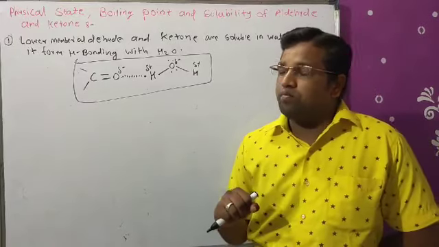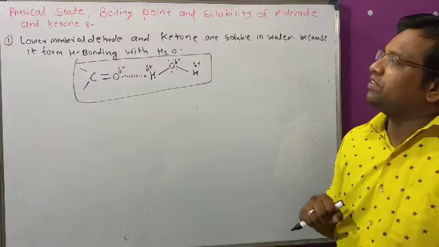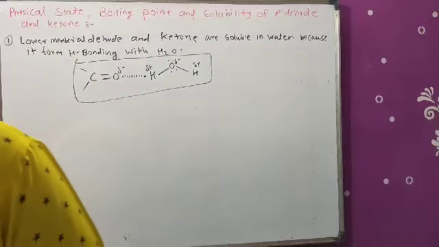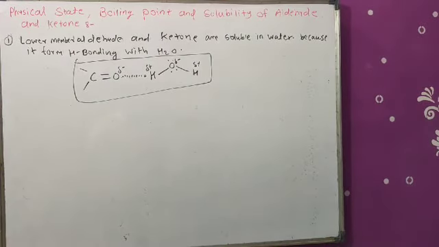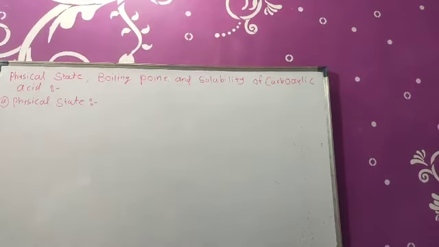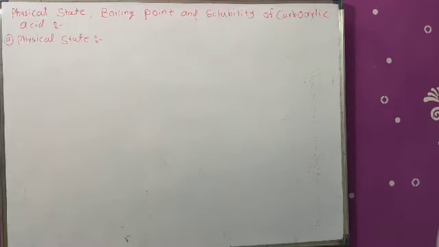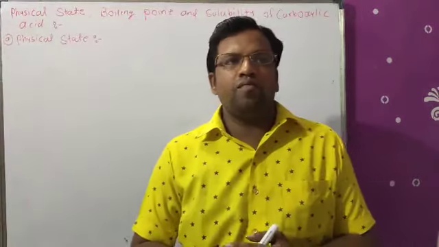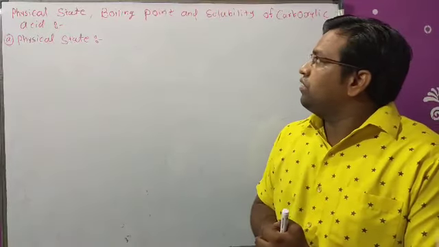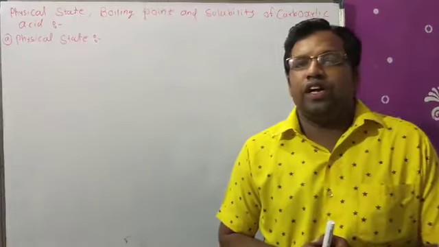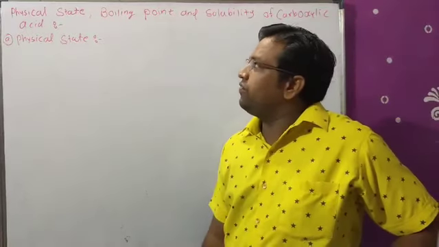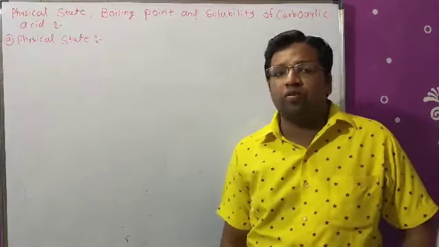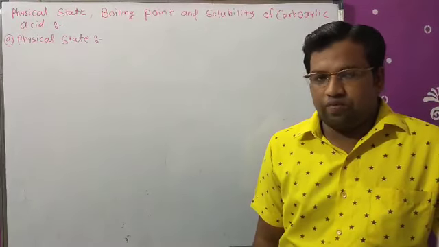So today we completed the important points: the physical state, boiling point, and solubility of aldehydes and ketones. Now our next point is the physical state, boiling point, and solubility of carboxylic acids, in which we see the first point, that is the physical state of carboxylic acids.